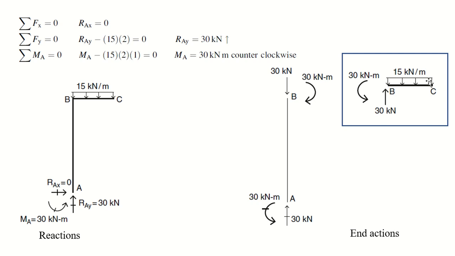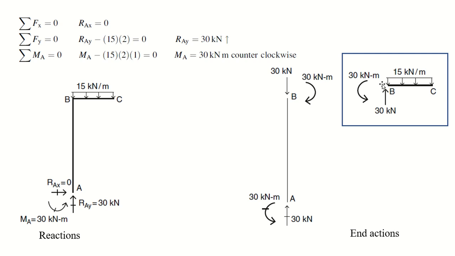Now you are done with the Fy. There is no Fx. The third equation is summation of moment at point B should be 0. So the moment acting to this side is 30 into 1. So 30 kilonewton meter moment is applying in the clockwise direction. So at joint B, it should be in the counterclockwise direction.